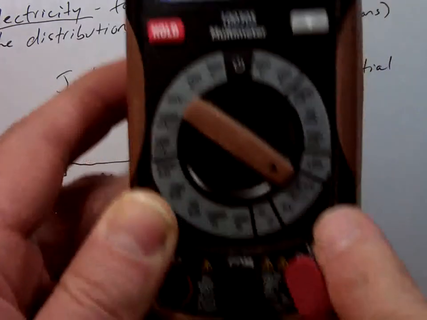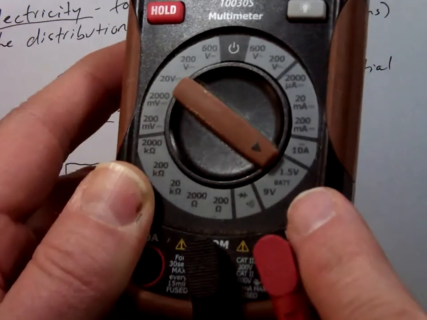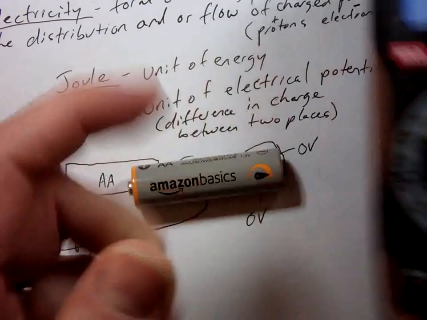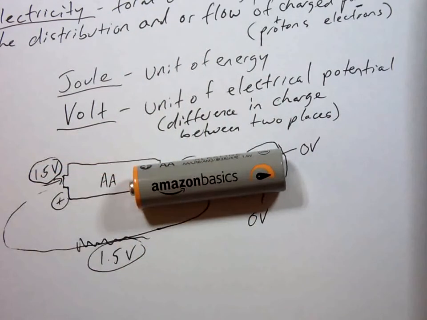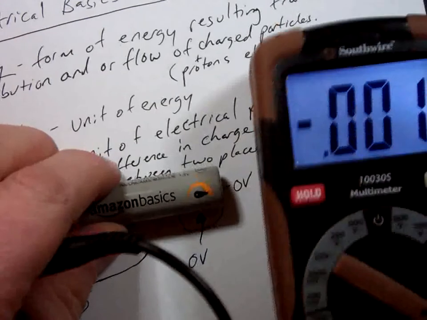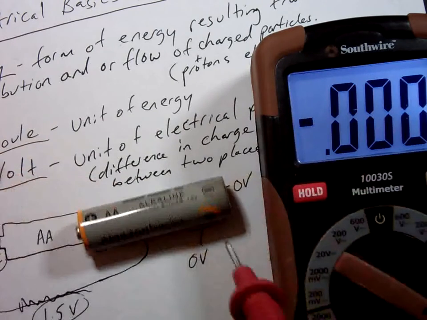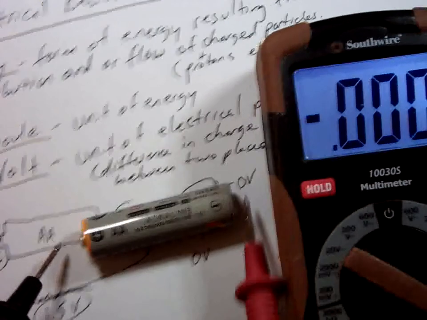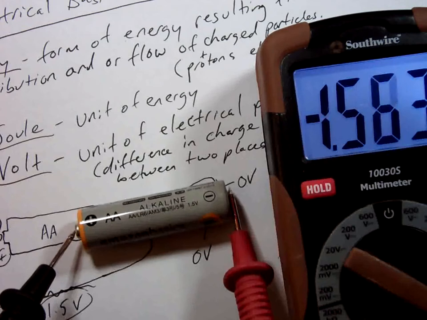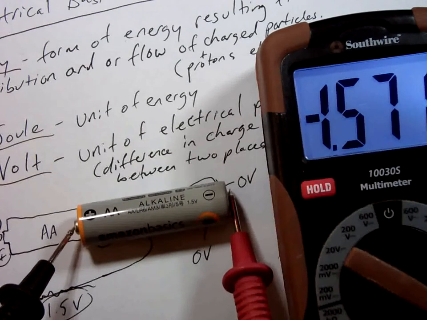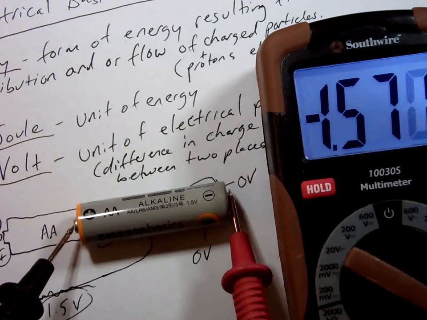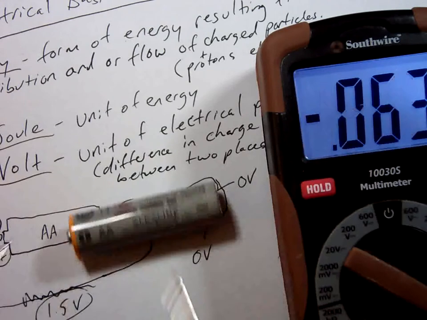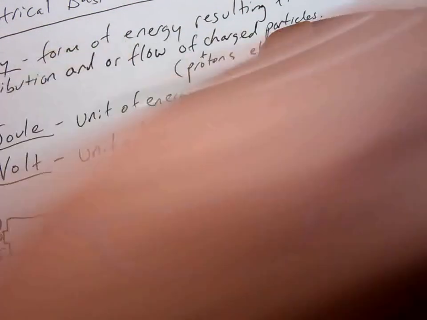So like here I have it set to where it's detecting about 1.5 volts-ish. And then let's test it. And I'll see if this battery's still good. I connect one to one terminal, one to the other terminal, and I've got 1.57 volts. So this battery is brand new. As long as it's above 1.5, it's good to go.